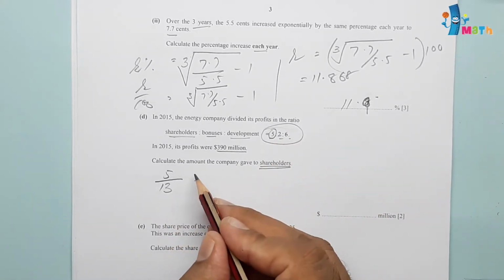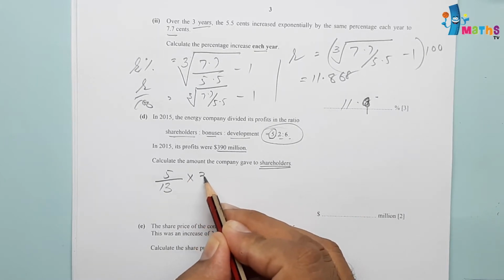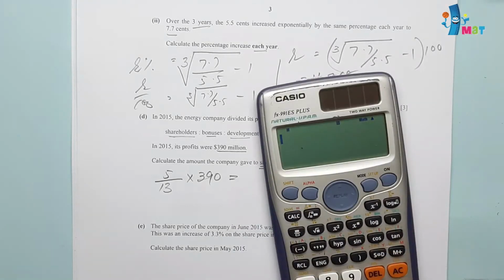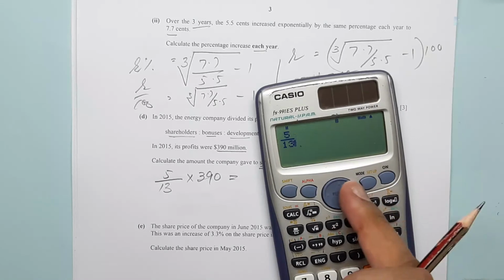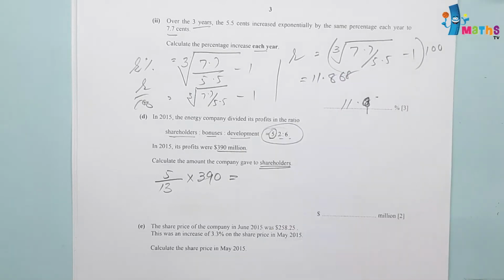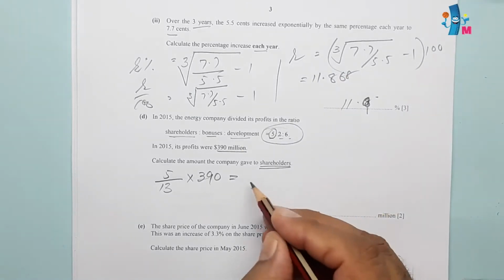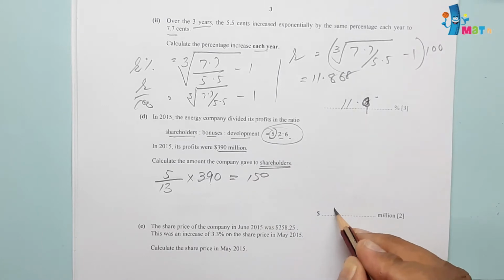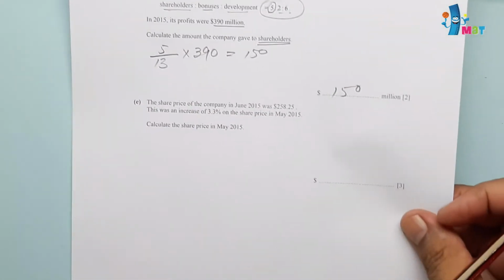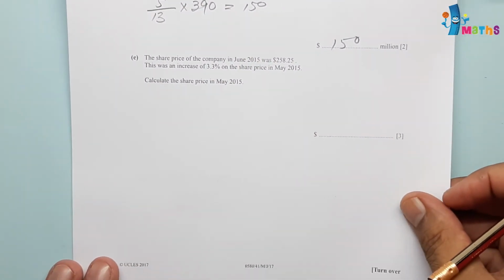So 5 over 13 into 390 million. If we calculate 5 divided by 13 multiplied by 390 million, the answer will be 150 million.